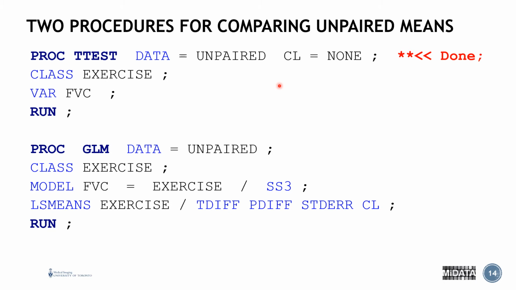You guys know now, you go to proc GLM. And in this case, same thing. Data is unpaired. Very similar. Look at this. Class exercise, model FVC equals exercise. Oh, I'm only specifying sums of squares type 3. Good. And as usual, the LS means, which is going to confirm our t-test with our probability for the t-test as well, and the standard error and the confidence limits.